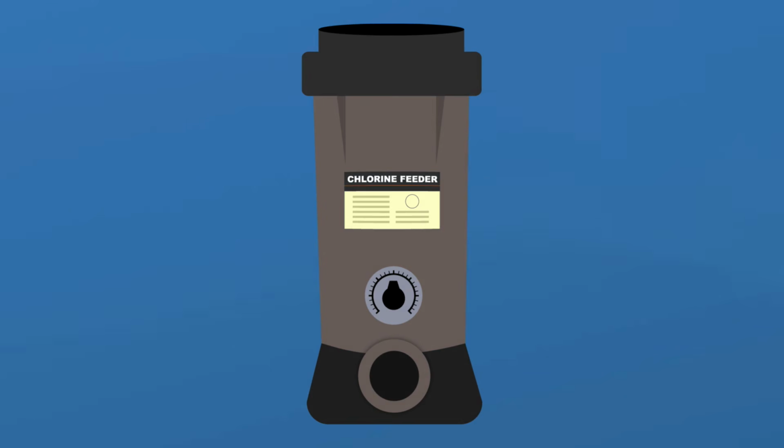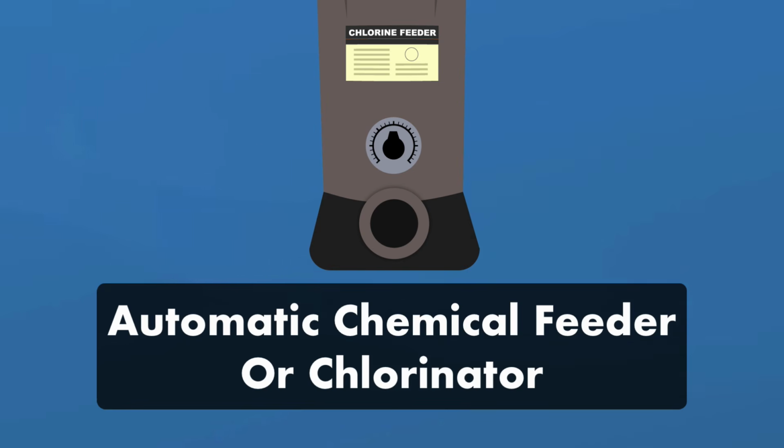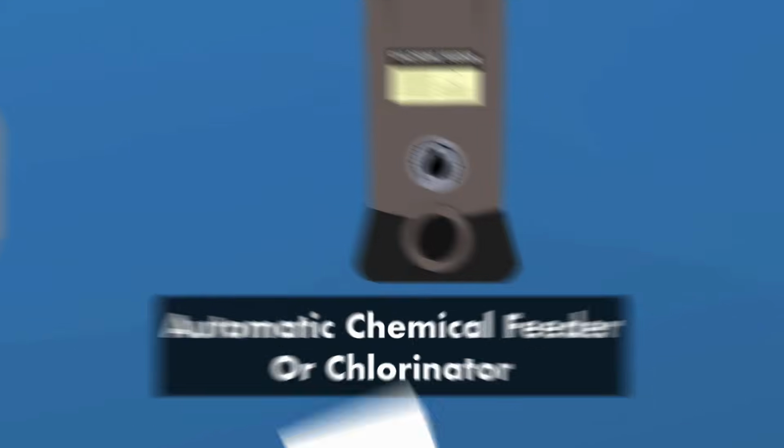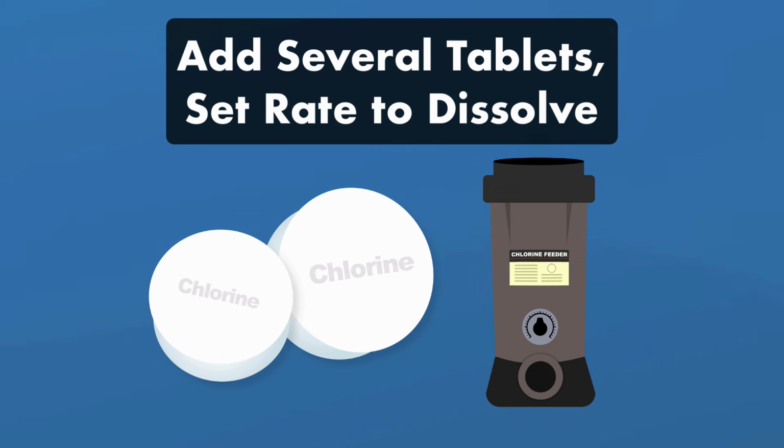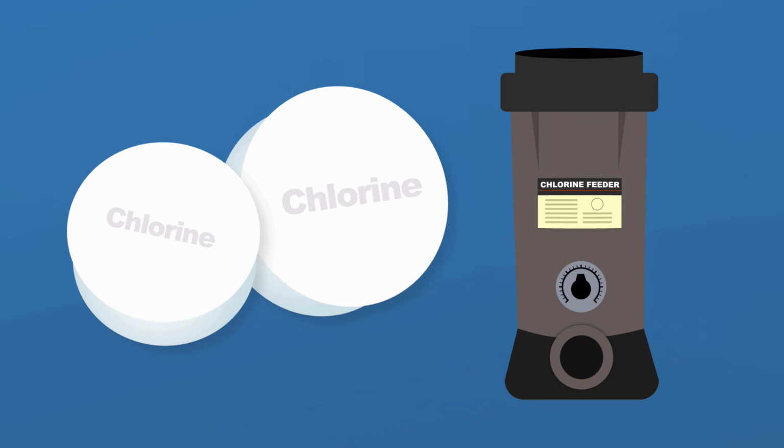The most reliable option for chlorine tablets is an automatic chlorine dispenser, also known as a chemical feeder or chlorinator. These are installed after your pool filter, sending chlorinated water into your pool without going through your filtration system. Simply add several tablets into the chlorinator and set the rate you want the tablets to dissolve. Chlorinators are the best set it and forget it method. They're not extremely expensive, and they can be retrofitted to most pools.